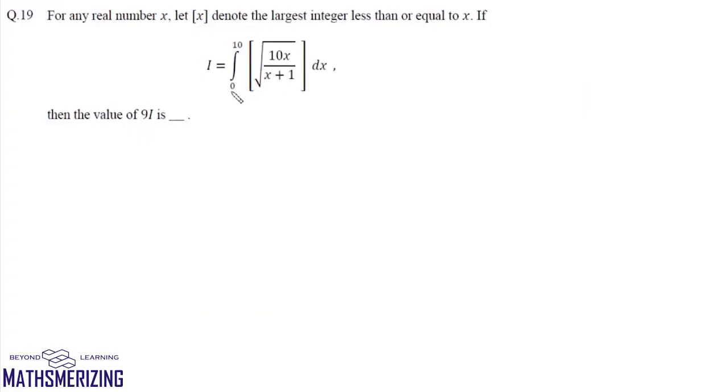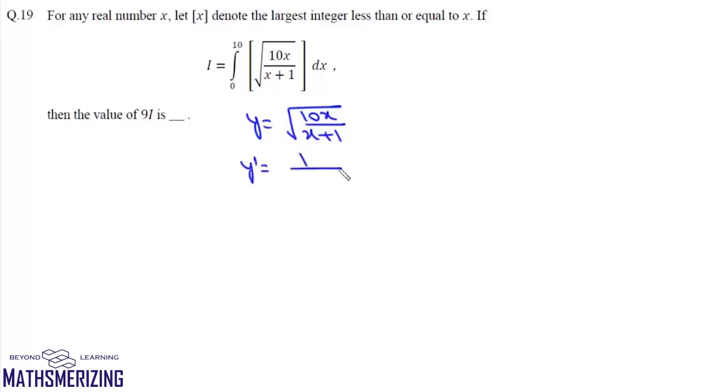We need to find this integral from 0 to 10 of the greatest integer function of under root 10x upon x plus 1 dx. Now let us take this as a function y, which is under root of 10x upon x plus 1. Now in order to solve this integral, we'll draw the graph of this function using transformation of the greatest integer function. Before that, I'll differentiate this function.